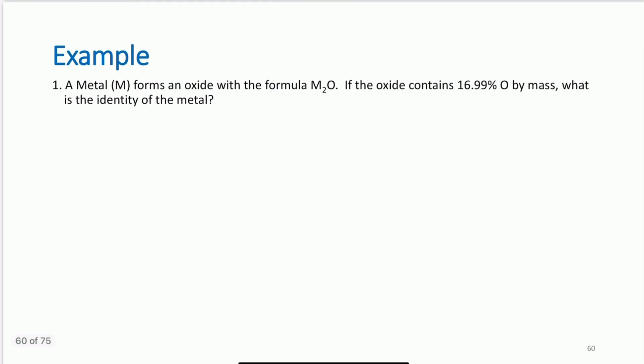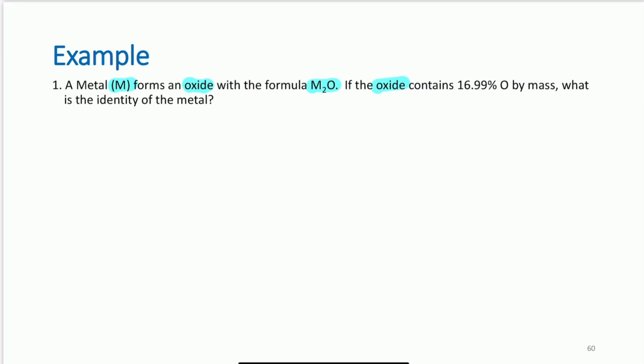First example: a metal, represented by the letter M, forms an oxide with the formula M2O. Again, oxide means oxygen. Oxide is the ion of oxygen, or the anion specifically. If the oxide, that's what we would call the compound, contains 16.99% oxygen by mass, what is the identity of the metal? So the way to approach this question is to think about what it's telling us.